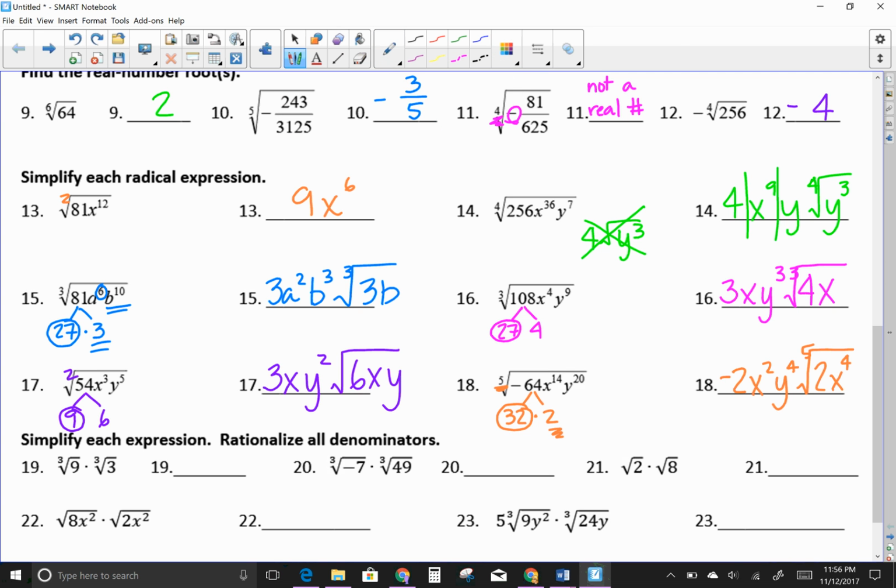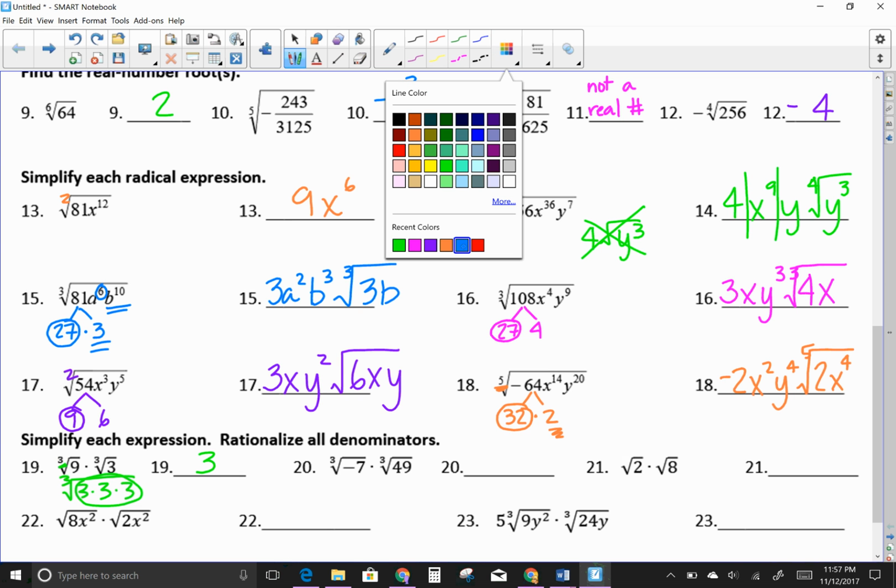Okay, simplify expression, rationalize the denominators. Okay, now this is the key here. I need 3 of the same thing to be able to bring one of them out. So 9 is 3 times 3. And then there's another 3. Well, I have 3 of them. So I can, if you want to circle them, that means I can bring one out. Boom. That's what it is. If you want to multiply it out, you can. But sometimes the numbers get so big, it's not easier to multiply it out. It's easier to break it up.